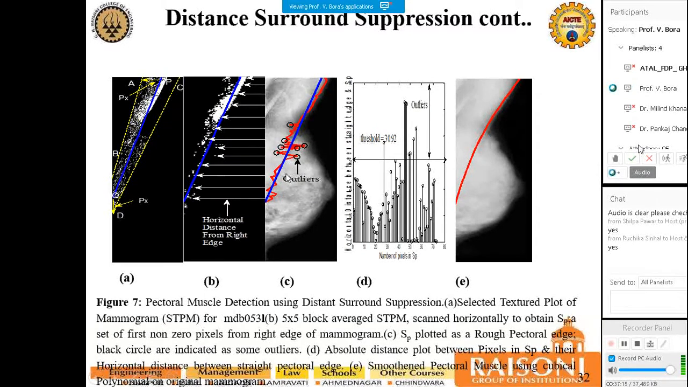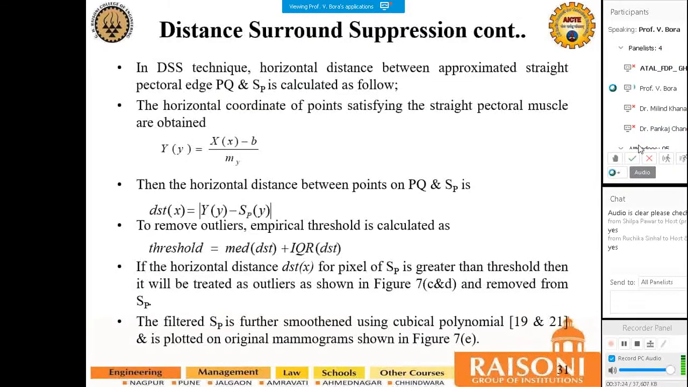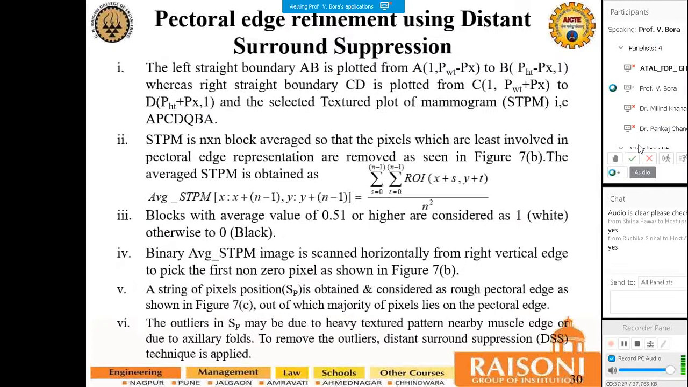Why are they called outliers? Because they are not from the spectral muscle. They are outliers. So for that we need to improvise it. How have we done this? See, a string of spectral SP is obtained, and see here. Now the next logic is the outliers in the SP, in this red line. These are outliers in the SP.